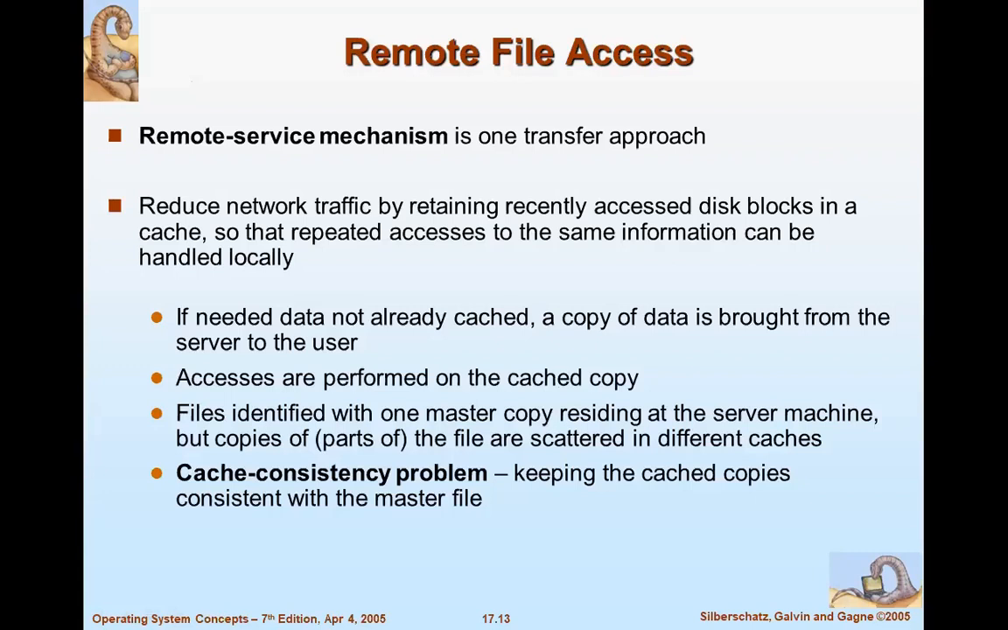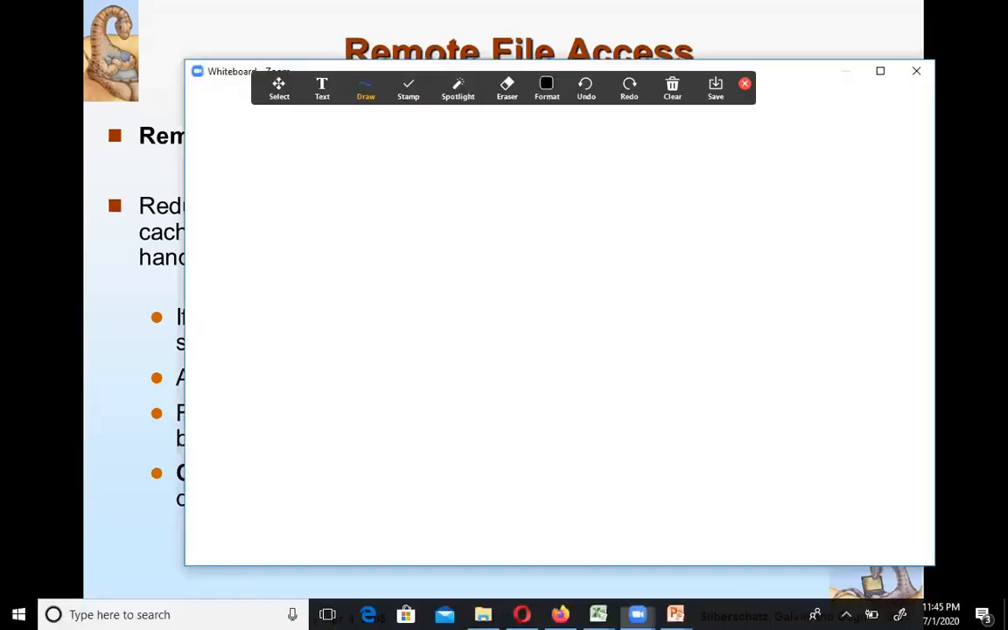The file is identified with one master copy residing at the server machine, but copies of parts of the file are scattered in different caches. So there is a possibility that you can have a file scattered at multiple locations. And because of this problem, the cache consistency problem will arise, keeping the cached copies consistent with the master file. And let me explain it here on the whiteboard for you people.